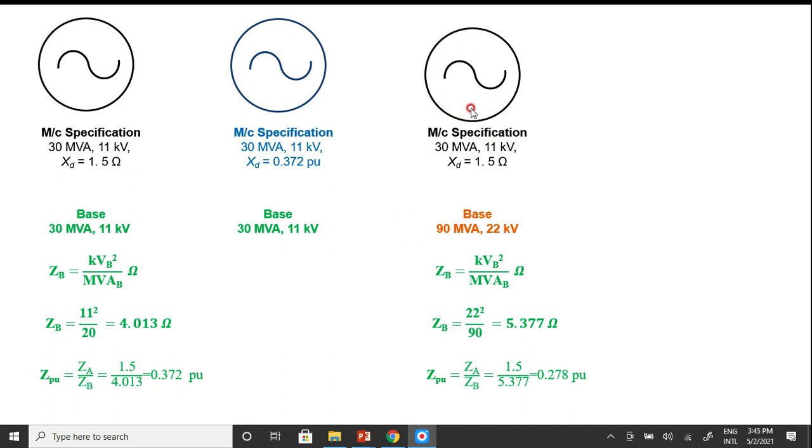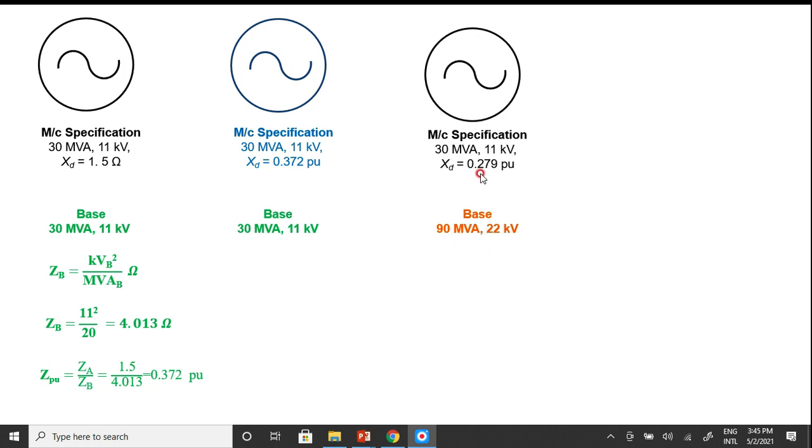Now, for the machine expressed for 90 MVA, 22 kV, I am writing it like this. That is the machine specification: 30 MVA, 11 kV. Now I am putting XT equal to 0.278 per unit, based on what? Based on 90 MVA, 22 kV. The earlier value is based on 30 MVA, 11 kV. Means the base quantity of 30 MVA, 11 kV is changing to 90 MVA, 22 kV, and the per unit value 0.372 per unit is changing to 0.278.